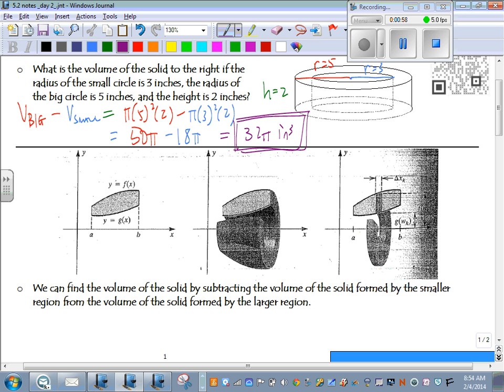So if we look at this, looking at a rectangle here, we'd have like a little dx cut. If we spin that rectangle around, what happens is we end up getting a washer. Right? This cylinder with a hole in it.